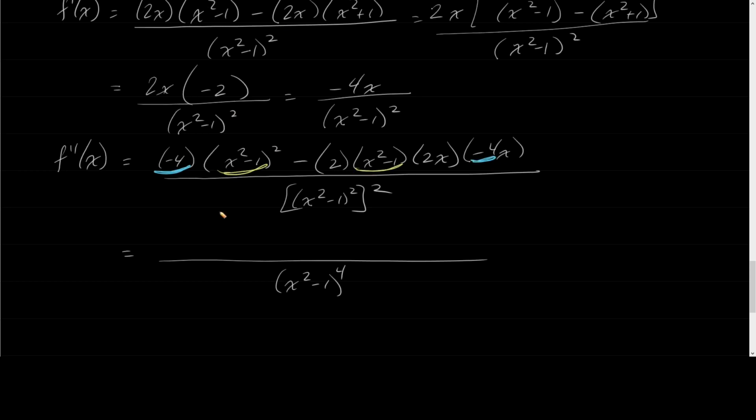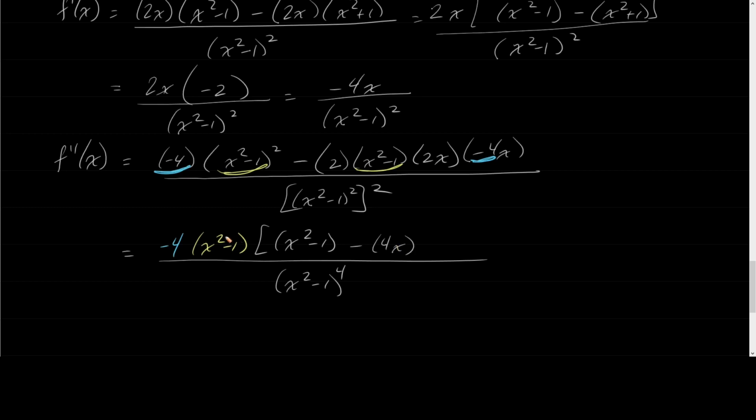Now, we're going to take out a negative 4, and we're going to take out an x squared minus 1. So what are we left with? Well, we took out this negative 4, we took out an x squared minus 1, so I still have an x squared minus 1 in the first part, right? Because it was squared, took one out. Minus this 2 is still there. So 2 times 2 is 4. So I'm going to have 4x.